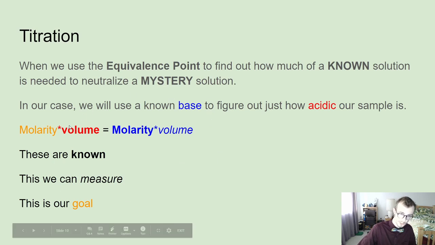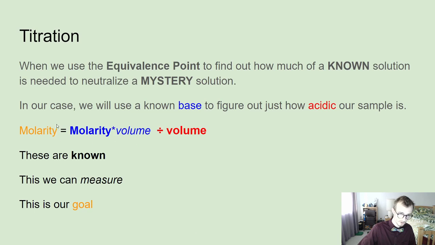So I'm going to rearrange this equation by dividing both sides by the volume. When I do that, the volume is going to disappear from this side and appear over here. And so I have the molarity of the base times the volume of the base, which I'm going to measure, divided by the volume of the acid I start with. And then that will give me the molarity of the acid. So that's going to be our strategy.